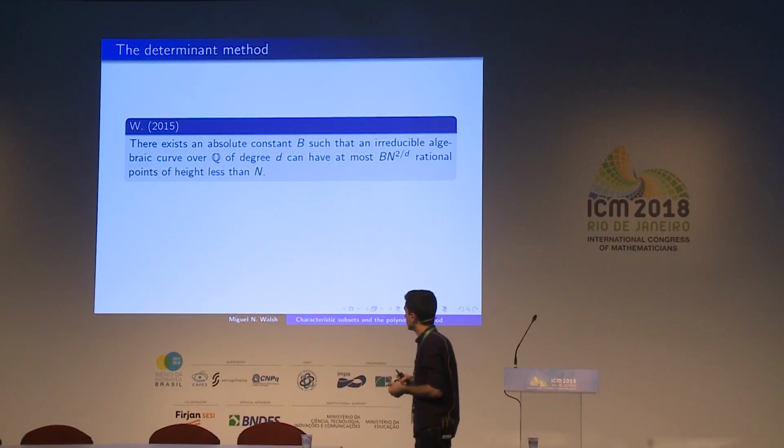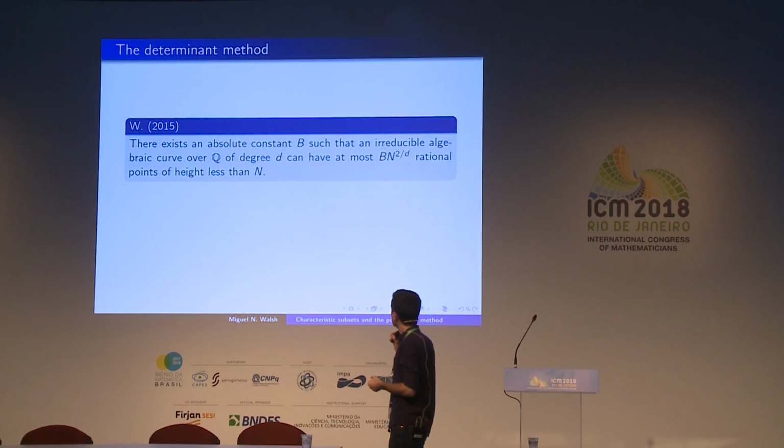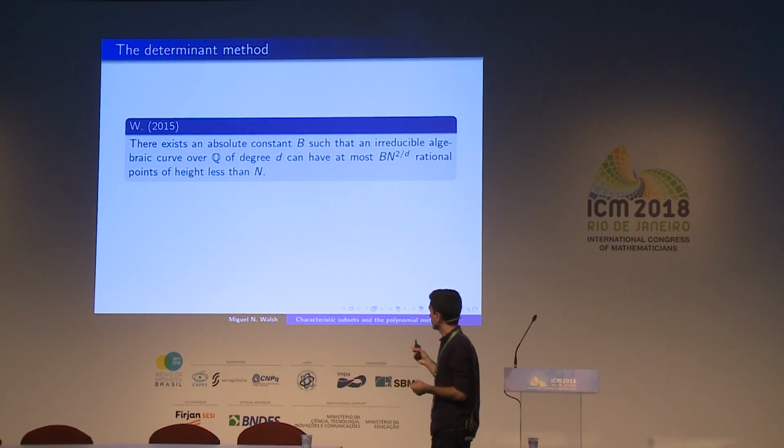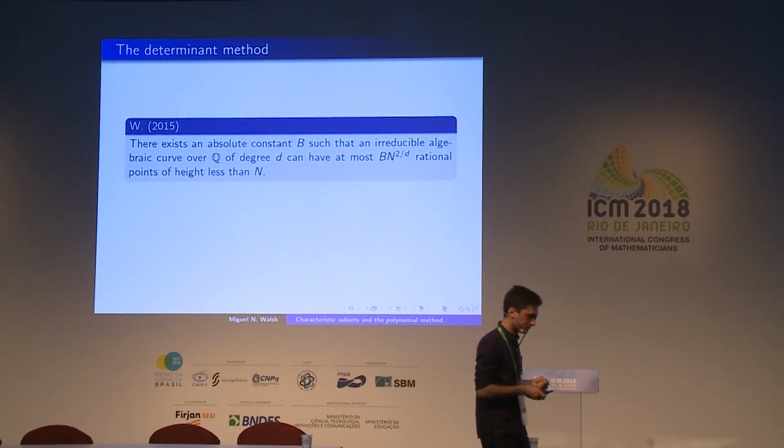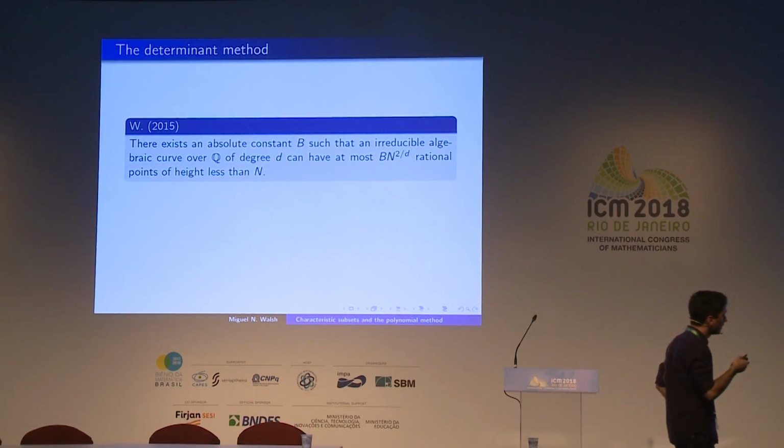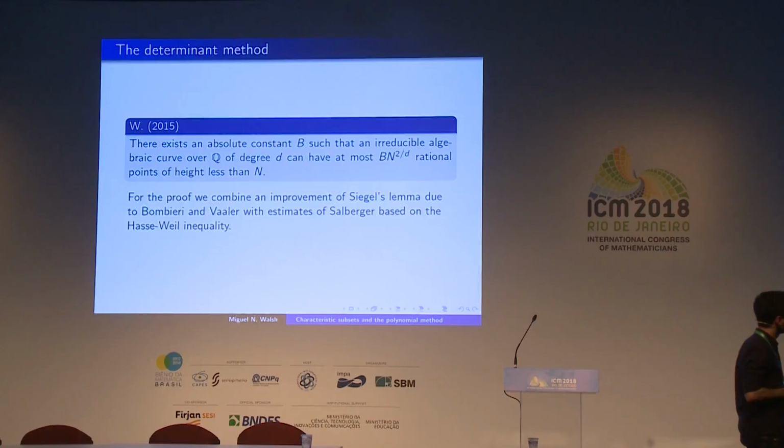So this particular result tells you that there exists an absolute constant b, such that an irreducible algebraic curve over the rational numbers of degree d can have at most b times n to the 2 over d rational points of height less than n. Doesn't matter what your curve is, the constant b is completely independent of the choice of curve. Any curve of degree d can have at most that number of points, and this can easily be seen to be sharp. And as I said here, the emphasis is on the dimension counting argument.